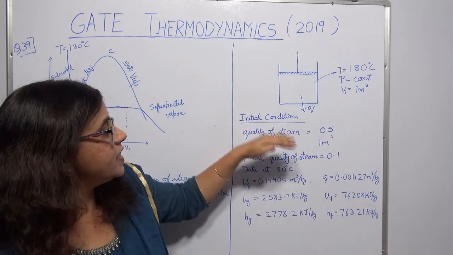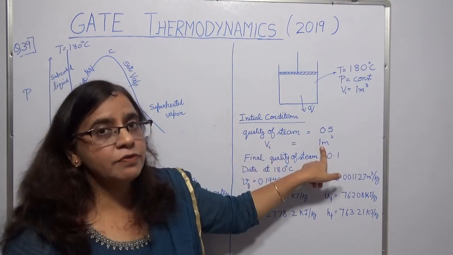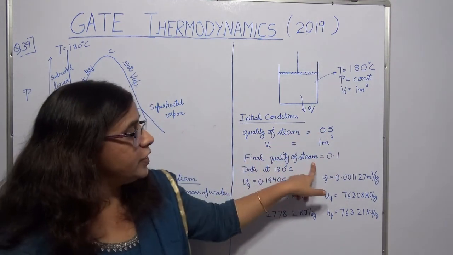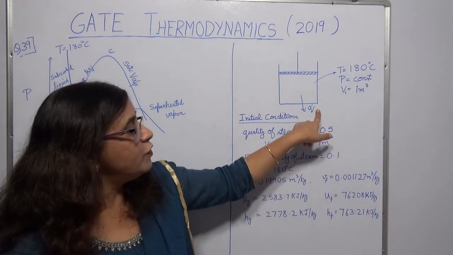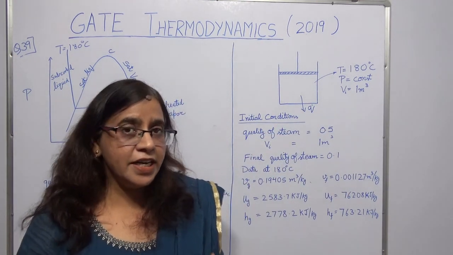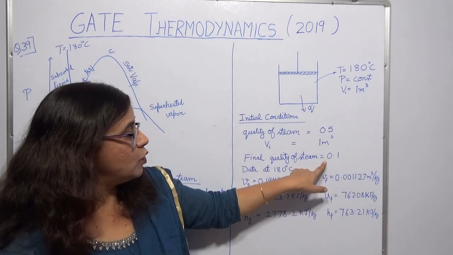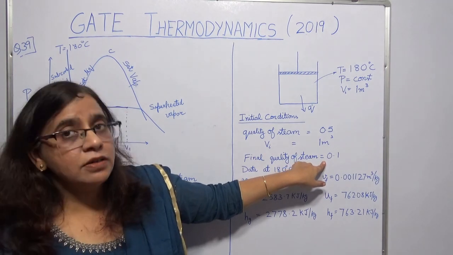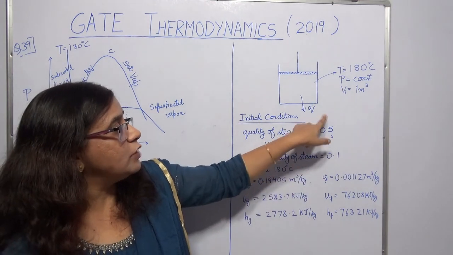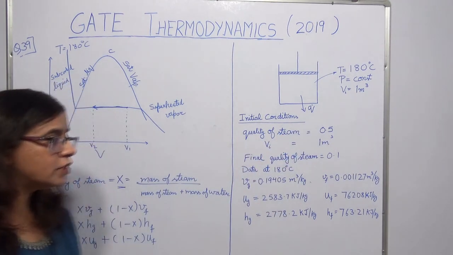So initial conditions have been given as the quality of steam is 0.5 initially when the volume was 1 meter cube and final quality of steam was 0.1. Now they have told you that this system loses heat at a constant rate over a period of 10 hours, okay. So this was the condition of the steam after 10 hours. So you have to calculate what is the rate at which the heat is lost. So that was the question.